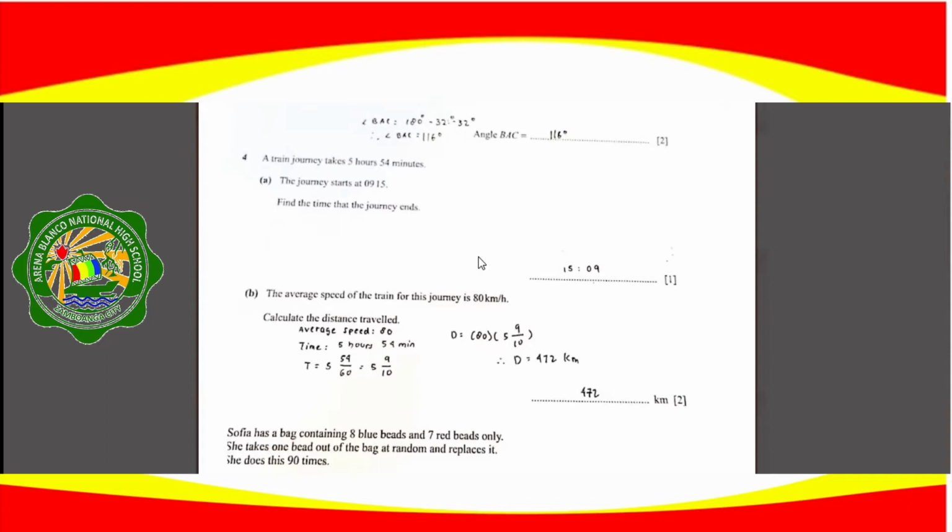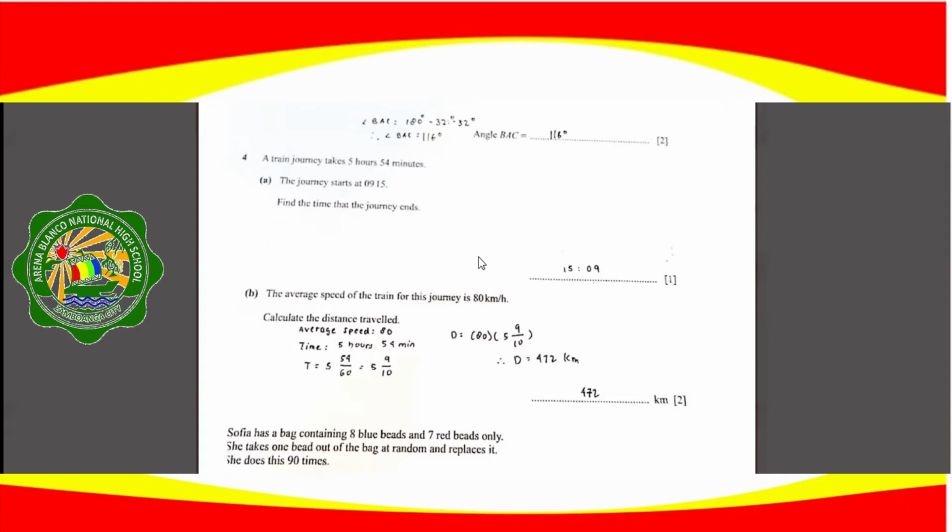Calculate the distance traveled. So the average speed is 80. The time is 5 hours and 54 minutes. Wait. The average speed is how much? 80 meters per... kilometers per hour. Yeah, correct. And then? The time is 5 hours and 54 minutes. I'll have to convert that to fraction form. So 5 and 54 over 60, which is 5 9/10 in simplest form. So the distance is equivalent to 80 times 5 9/10, which is 472 kilometers.